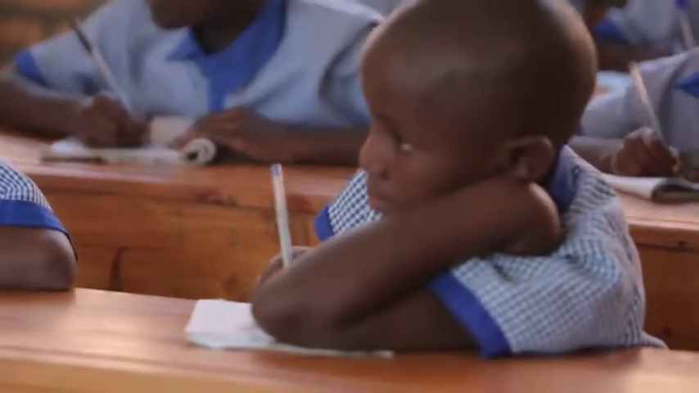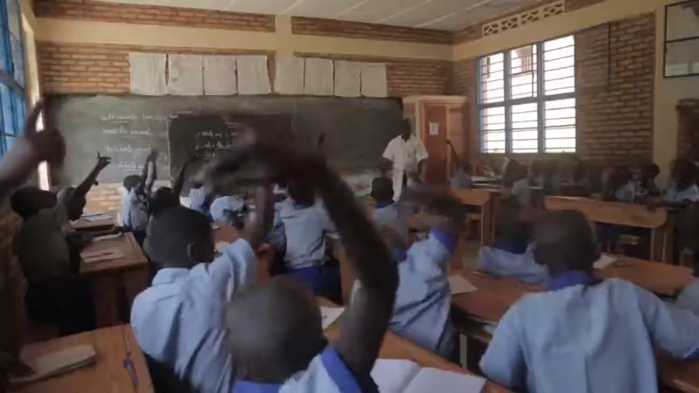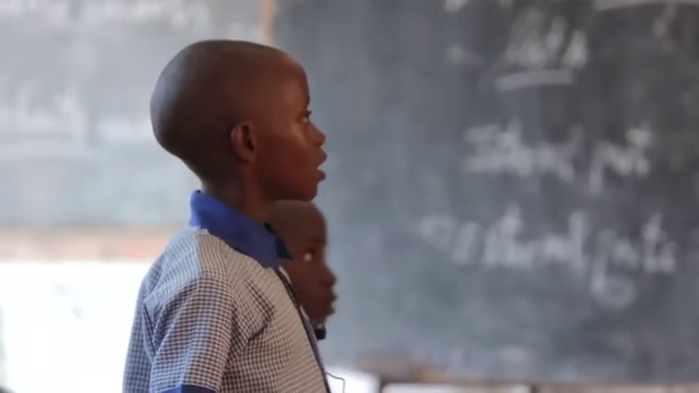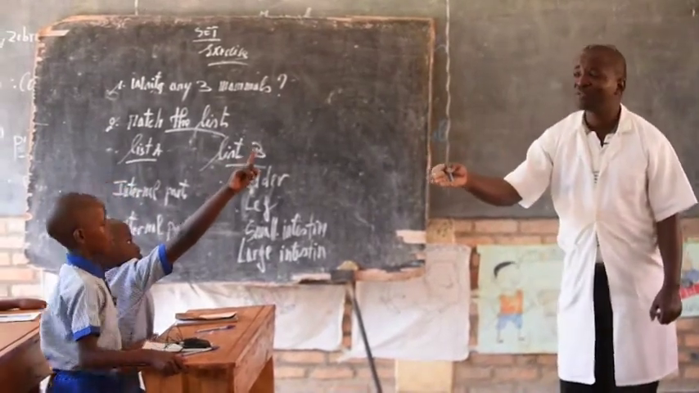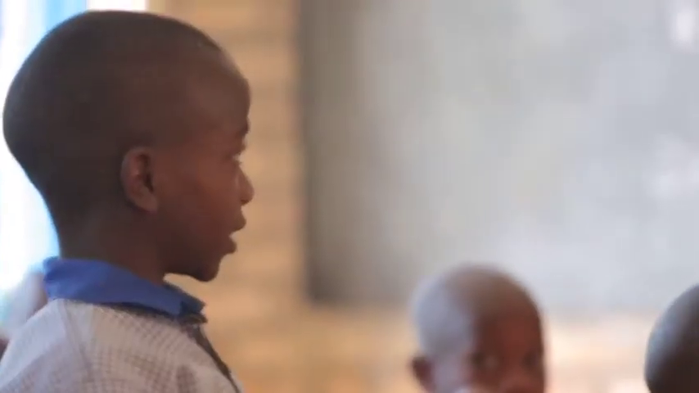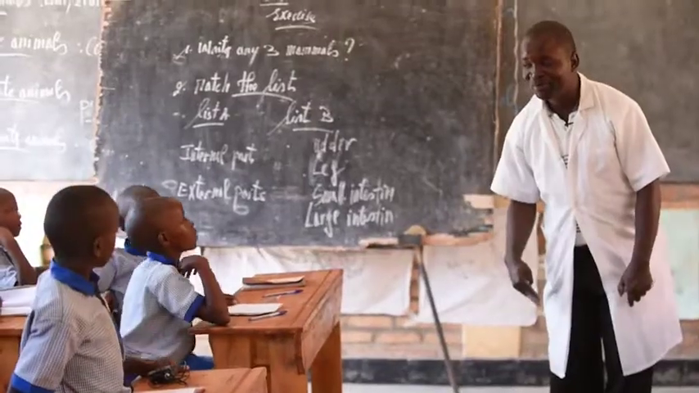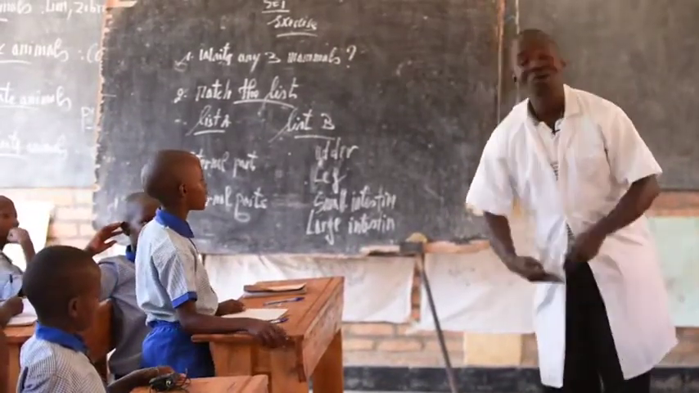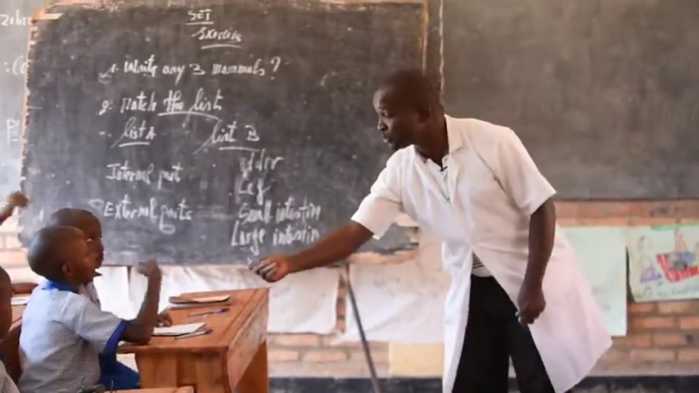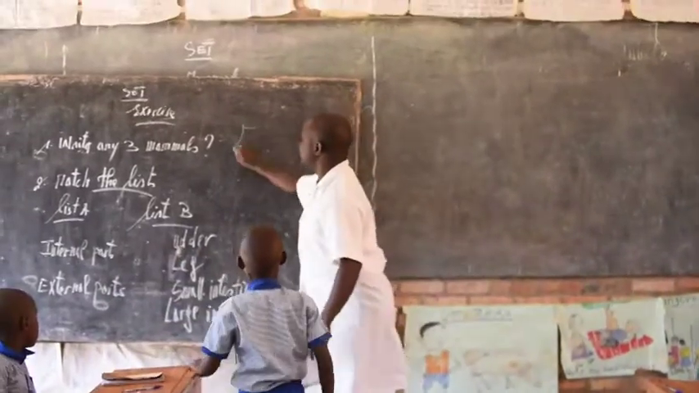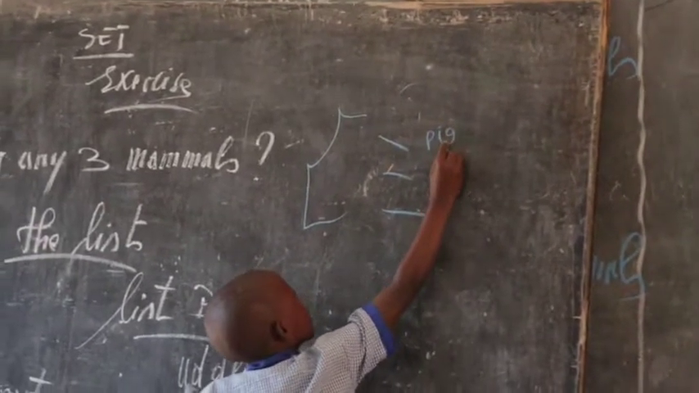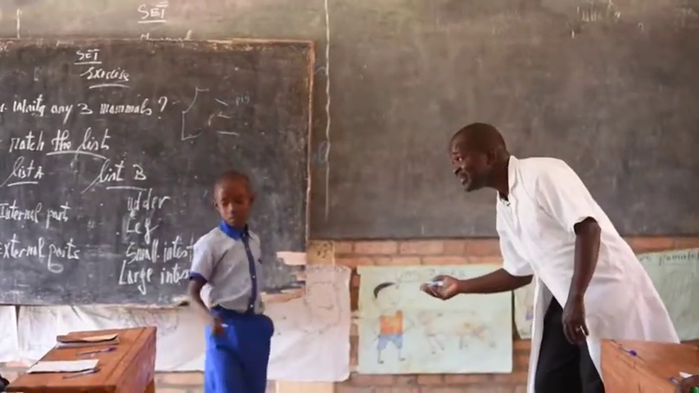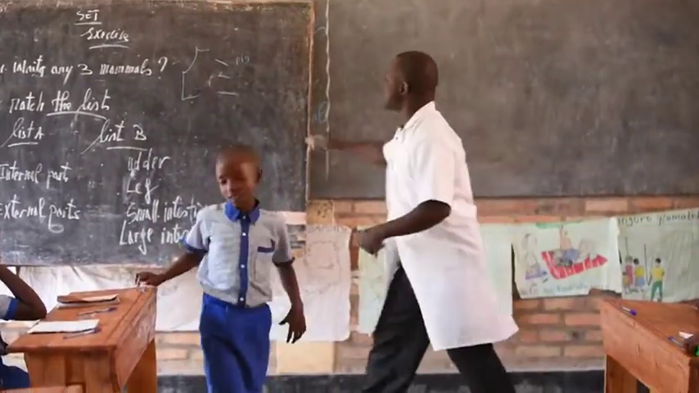You write N3 mammals. Who can give us an example of a mammal? Anyone? Big. Repeat. She's saying big. Who can help her with the pronunciation? Can you help her? Pig. Pig, you repeat. Stand up. Again. All of them. Pig. Go and write pig on the chalkboard. Pronounce again. Good. This one is a pig.